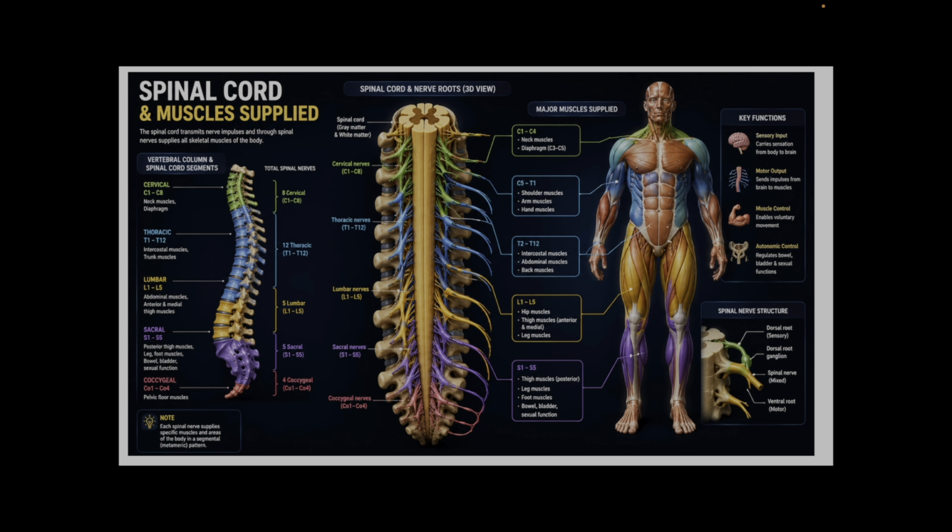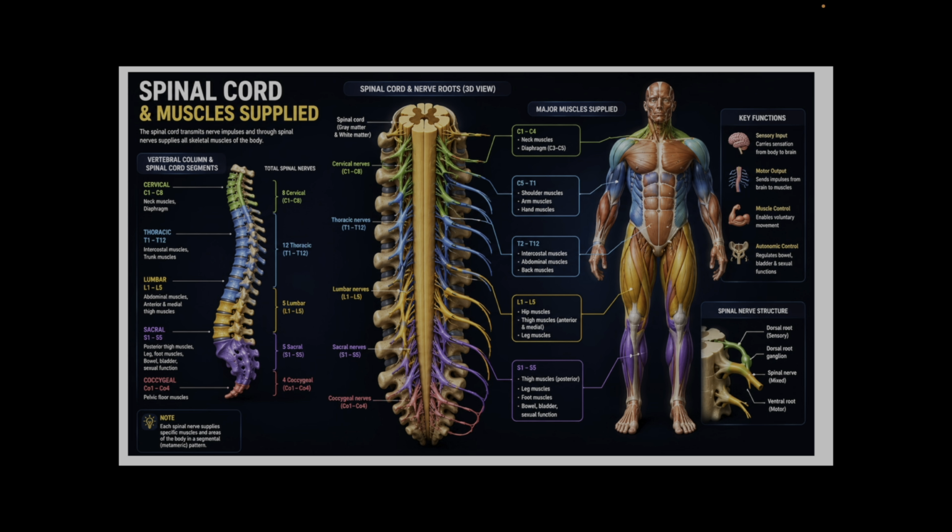The panel on the right summarizes the key functions of the spinal cord. It receives sensory input from the body, sends motor commands to skeletal muscles, coordinates voluntary movements, and regulates autonomic functions such as bowel, bladder, and sexual function.